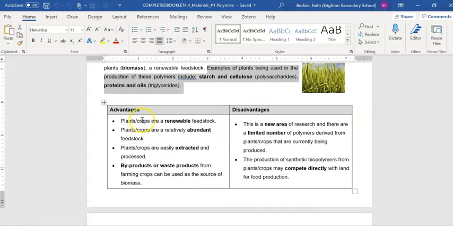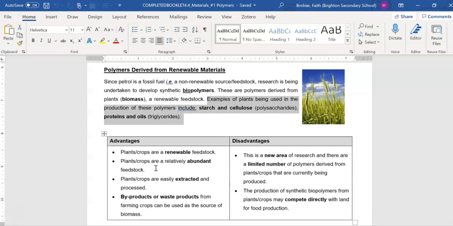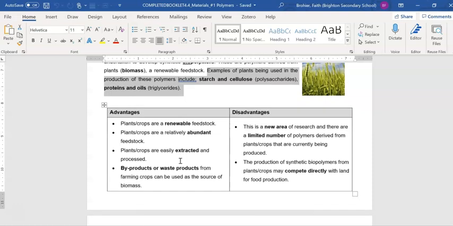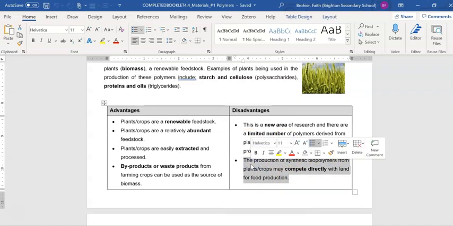Now, of course, there are obvious advantages that they're a renewable resource, so that counteracts what we were talking about before, and plants and crops are relatively abundant. They're relatively easily extracted and processed, and we've already got systems for doing that. And byproducts can be used as a source of biomass, so you can actually reuse some of those in order to derive polymers from them.